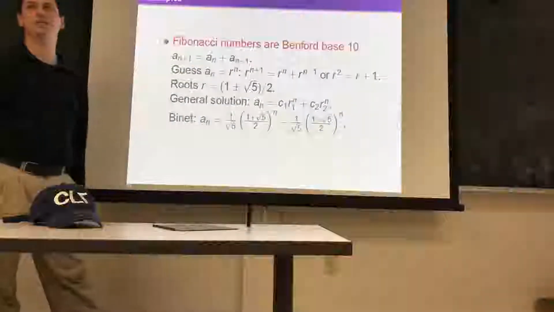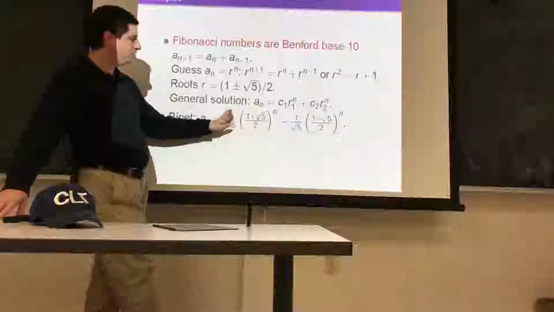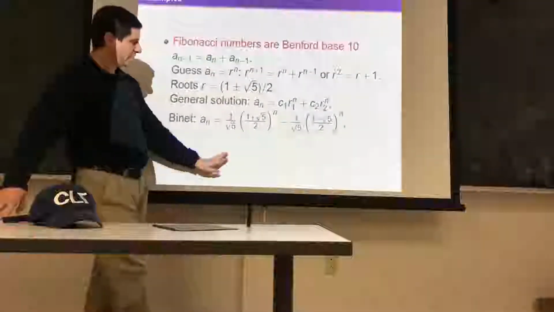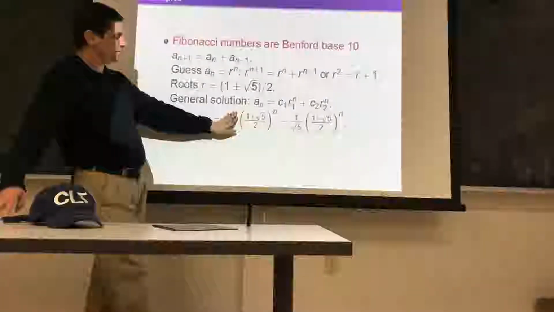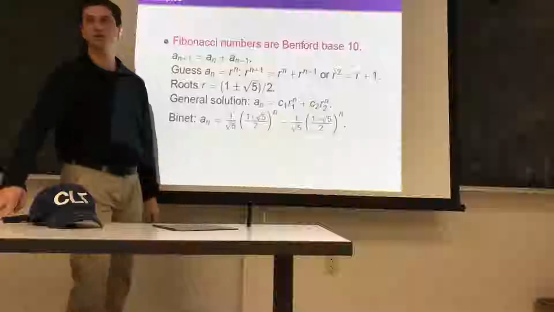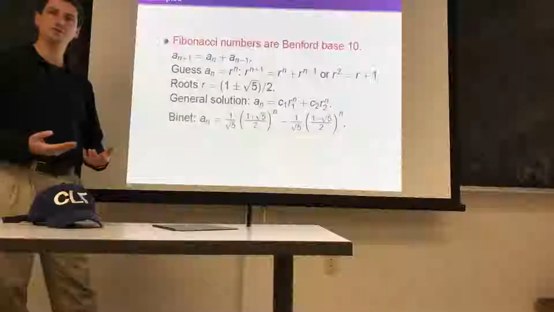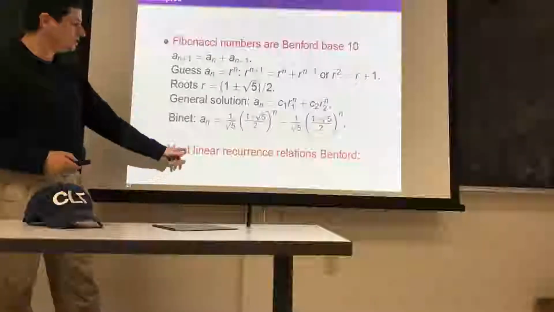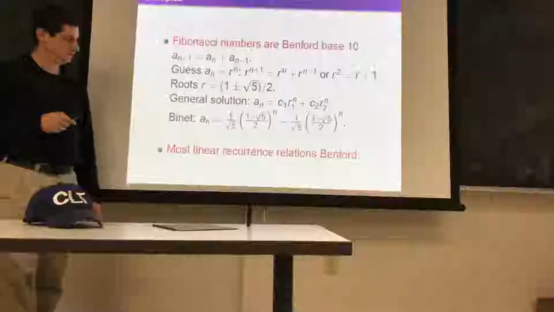So you just have to do some bookkeeping. All the 1 over root 5 is going to do is just shift everything when I look at things mod 1. And I really have the nth Fibonacci number, when I take its logarithm, is basically n times the log of the golden mean. And the log of the golden mean is irrational, so we can use that result from before. It turns out that most linear recurrence relations are Benford.